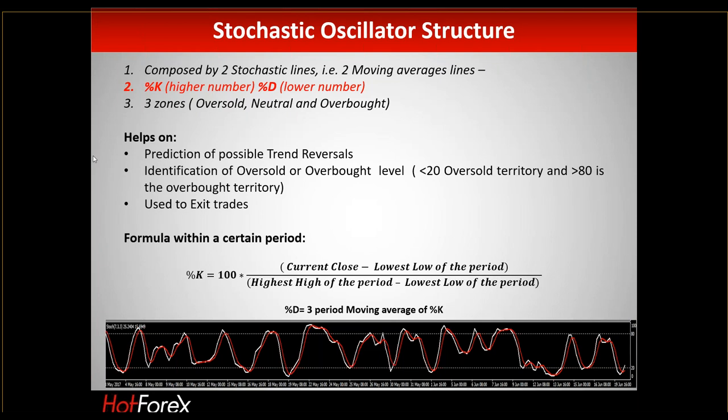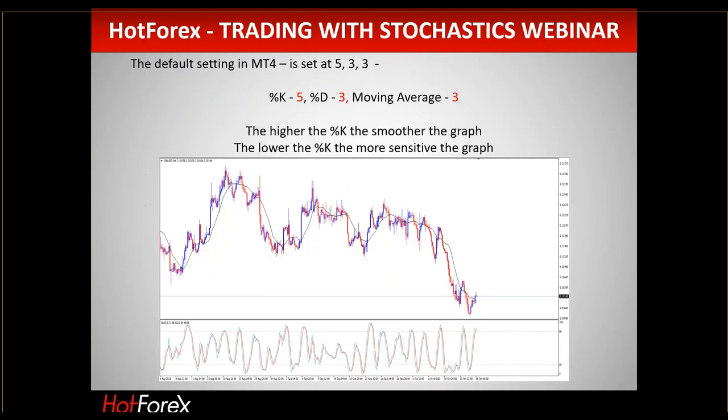You set it up. I have it as green and red on my indicators here. It's red and white. It's up to you how you want to set it up. So, as I say, the default setting when you bring it out of your MT4 platform is 5-3-3. What does this mean? Well, it means that the 5 relates to the percentage K. Percentage D is set at 3, and the moving average is 3.